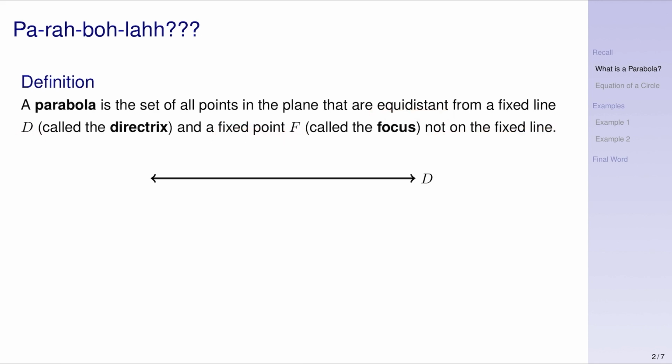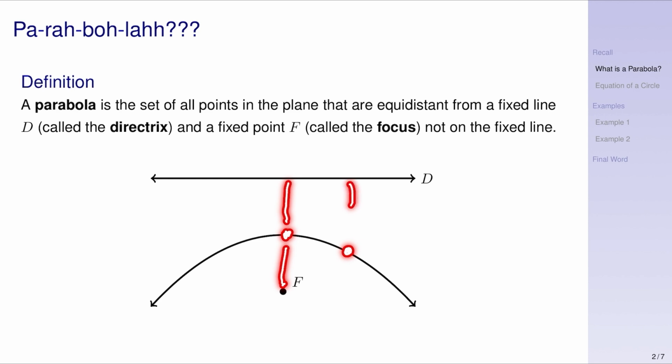Say we have this fixed line which is D and a fixed point F. How would the parabola look? It would look something like this. You can check clearly this one has the same distance as this one. The distance from the point on the parabola to the directrix refers to the perpendicular distance since that is the shortest distance. So this would have the same distance as this one, and so is this one. That is the basic thing to remember in a parabola.